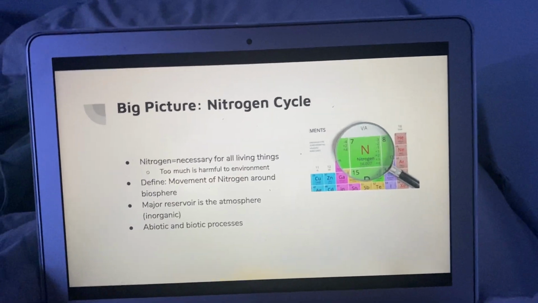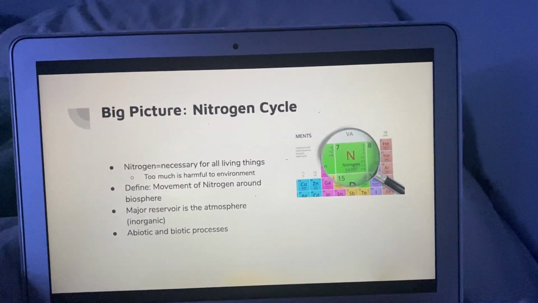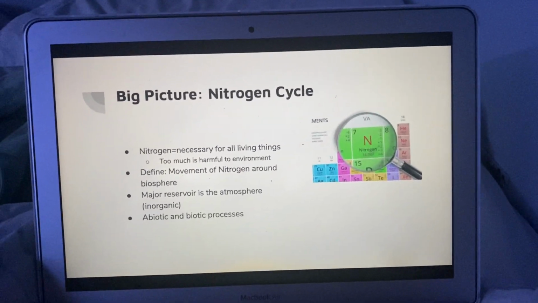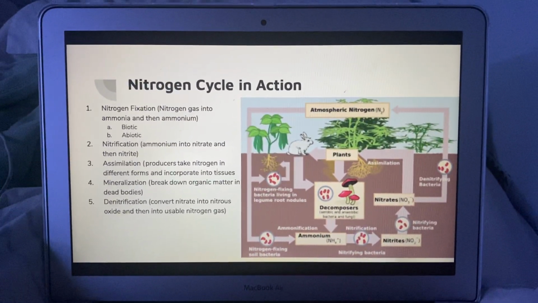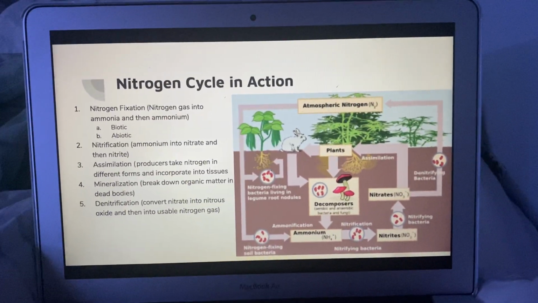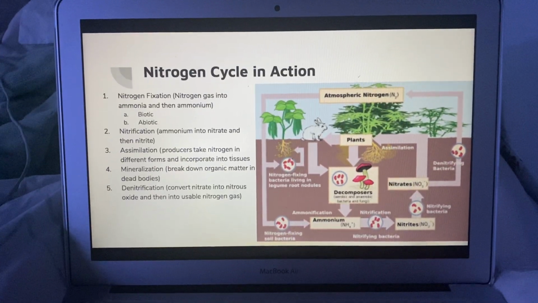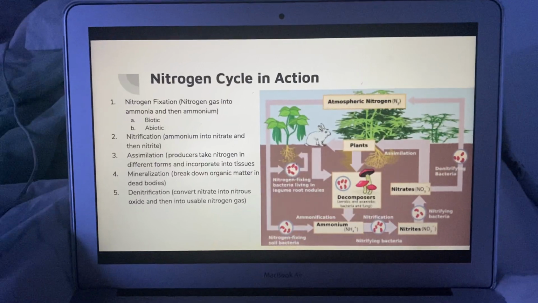The main facilitators of the nitrogen cycle are bacteria within the roots of plants, but abiotic factors can also play a role as well, such as combustion. So we're going to go into depth about the process of the nitrogen cycle. Nitrogen gas starts out in the atmosphere as an inorganic form, but at this point it is not accessible to the majority of living organisms.